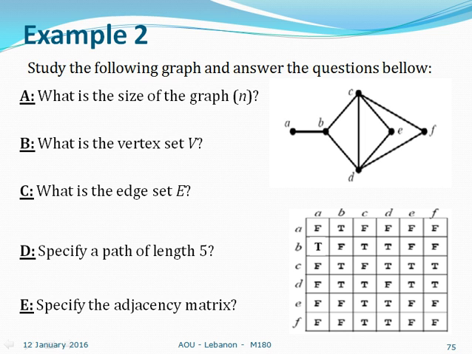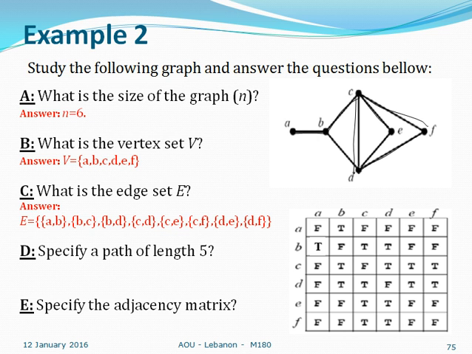Let us take this graph as example 2 and answer the following questions. What is the size of the graph? Size of the graph is nothing but the number of nodes in the graph. So the size of this graph is 6, since it has 6 nodes or vertices. What is the set of vertices here? It is A, B, C, D, E, F. What is the set of edges? That is AB, BC, CD, CE, CF, FD and ED. These are the set of edges.